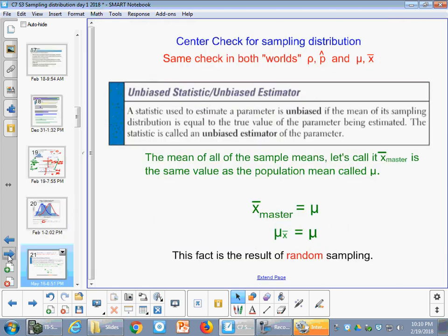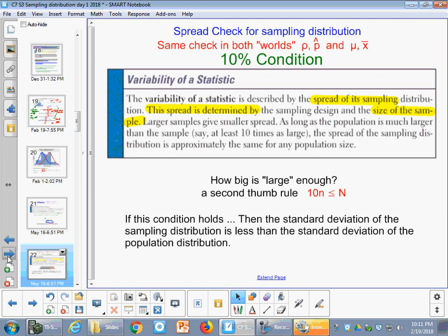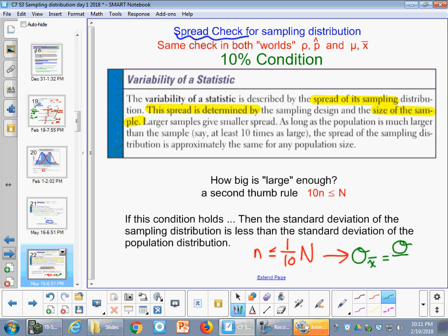All right, so moving right along, we have the center check and mu sub x bar. Mu sub x bar will equal the population mean if we have random sampling. We've seen that the sample mean is an unbiased estimator of the population mean. Then we have the 10% condition. This is the spread check, and that is also the same as in the other world. If our sample is less than or equal to 1/10 of our population, then we know we can find the standard deviation of the sampling distribution by taking the standard deviation of the population and dividing it by the square root of n.